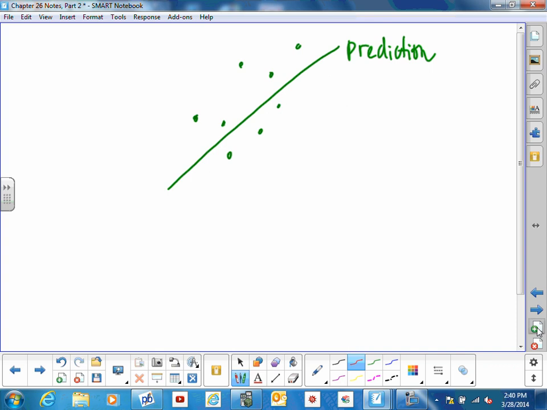Yes, thank you. How close or how far away the dots are shows what actually happened compared to what was predicted. Do you remember that the residual was actual minus predicted? So in this case, we would have a positive residual because the actual was above predicted. And in this case, we would have a negative residual because the actual was below predicted.